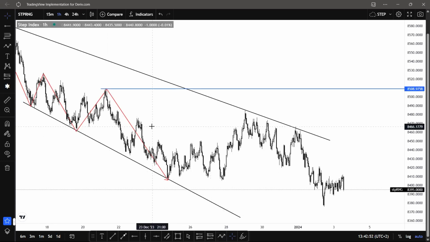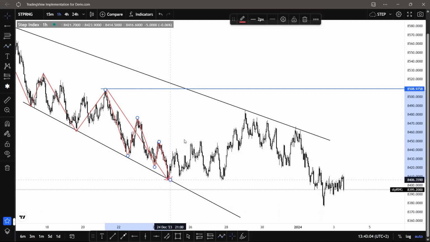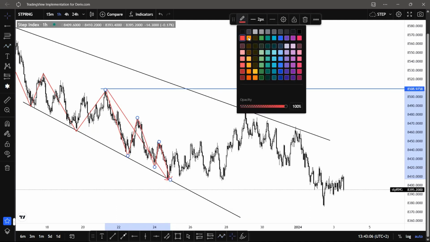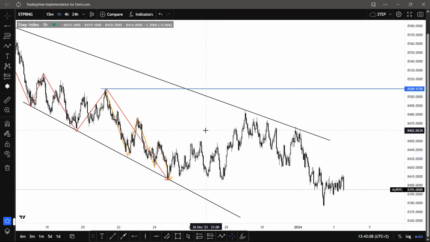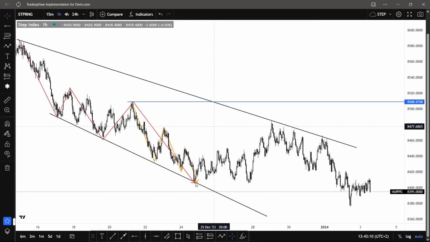So again, I'm going to trace this right here, go from here: lower low, lower high, lower low, lower high, then here, lower low. Just make it a different color so that it's visible. Okay, so the next step here is to make sure that I highlight my market structure.